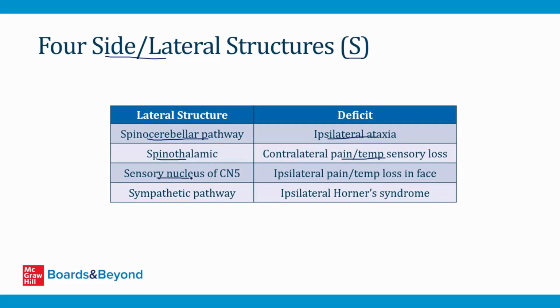The sensory nucleus of cranial nerve 5, the trigeminal nerve, damage here causes ipsilateral pain and temperature loss in the face. And then finally, the sympathetic pathway refers to sympathetic nerve fibers. They run laterally in the brainstem. So damage here indicates a side or lateral lesion. And clinically, this will present as an ipsilateral Horner syndrome.